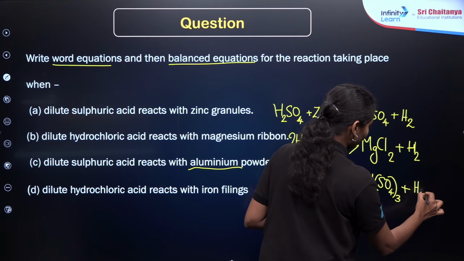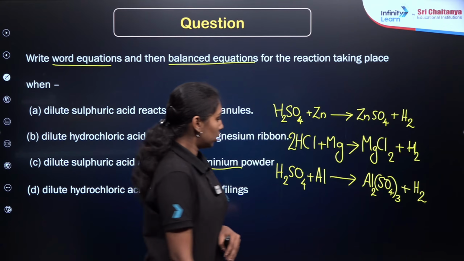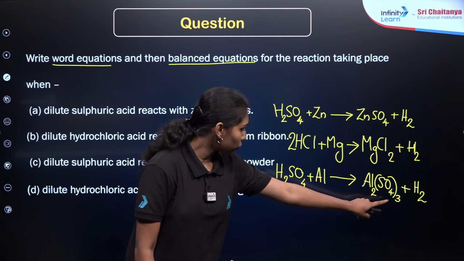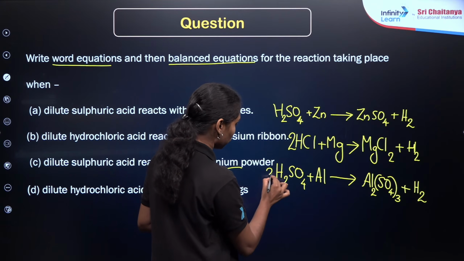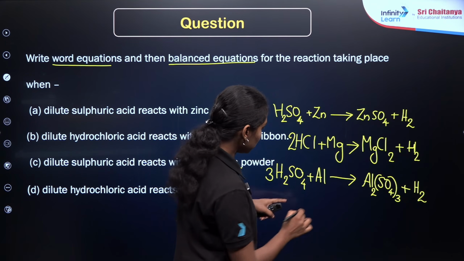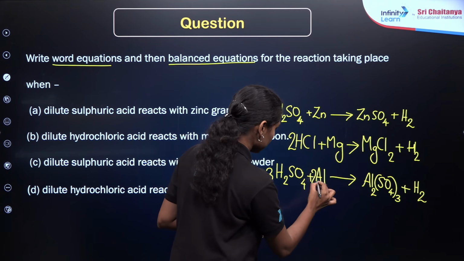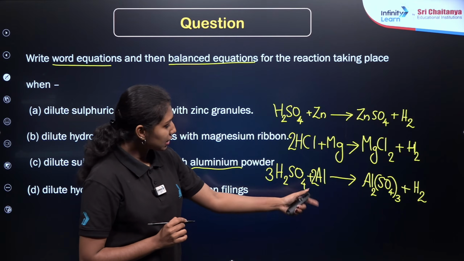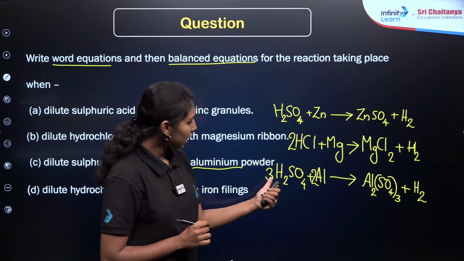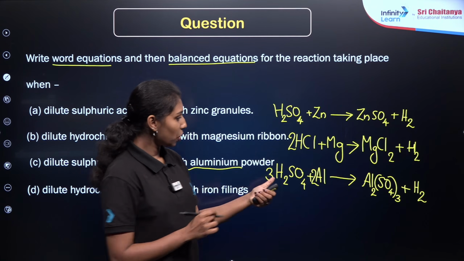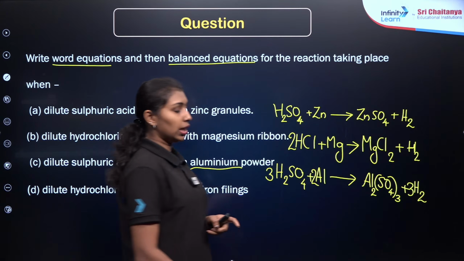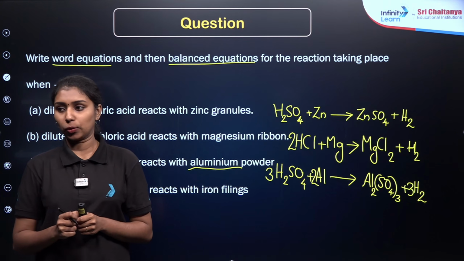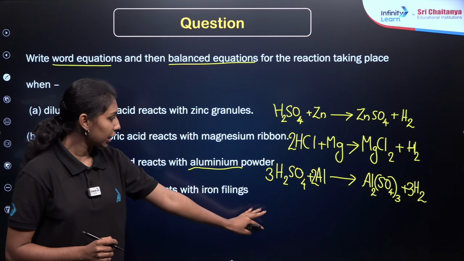Now how can we balance the equation? We need to focus over here, right? 3 SO4 is present here, and there is only 1 SO4 on the other side, so I am taking 3 H2SO4. Then 2Al is present. Aluminum is already balanced, sulfate is already balanced, and hydrogen is 3 into 2, 6, right? So I am taking 3H2 over here. I hope you have an idea about the balancing of equations. So this is the balanced equation for the third reaction.